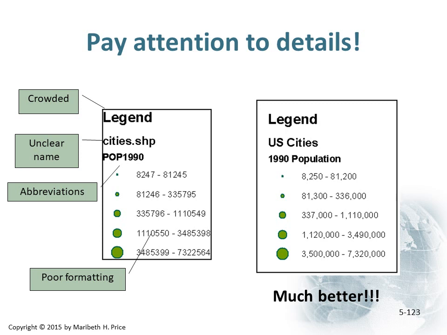The data that we're looking at has the shapefile name cities.shp, which is fine when you're playing around with it, but when you want to make the map, you need to make sure people understand that this is US cities 1990 population. So instead of cities.shp pop 1990, do away with the abbreviations and change the text in the legend to reflect what you want, and pull that stuff away from a neat line around the outside.